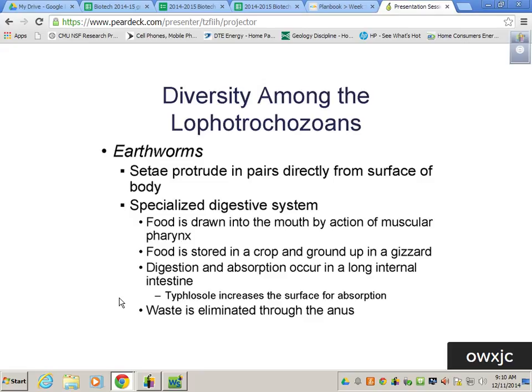is because the rest of the worm is pretty much the same. It's just a long digestive tract. Basically, an earthworm is just like one long rectum in a way.